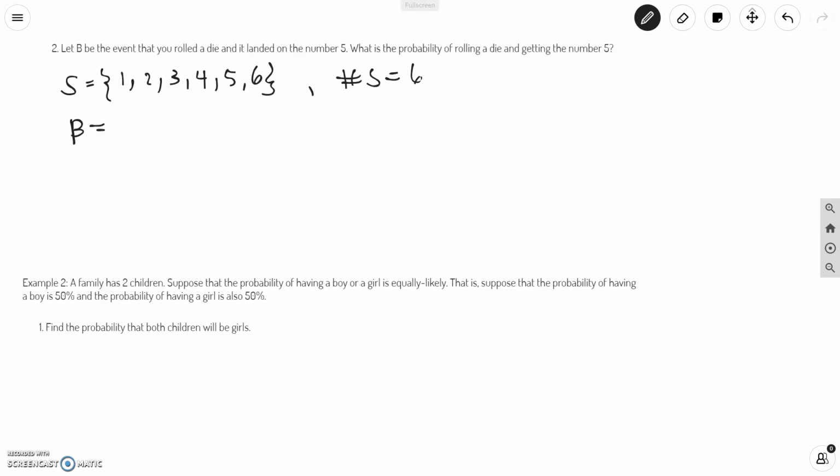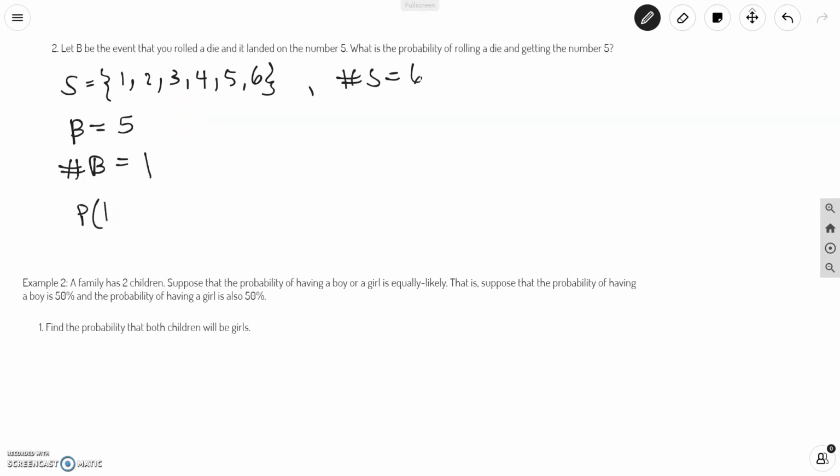B is the event that the number lands on a 5. So the number of outcomes in B: if we look at the sample space, how many of these outcomes actually satisfy our event B? Here, only one of the outcomes satisfies our event B. So the number of outcomes in B is 1.